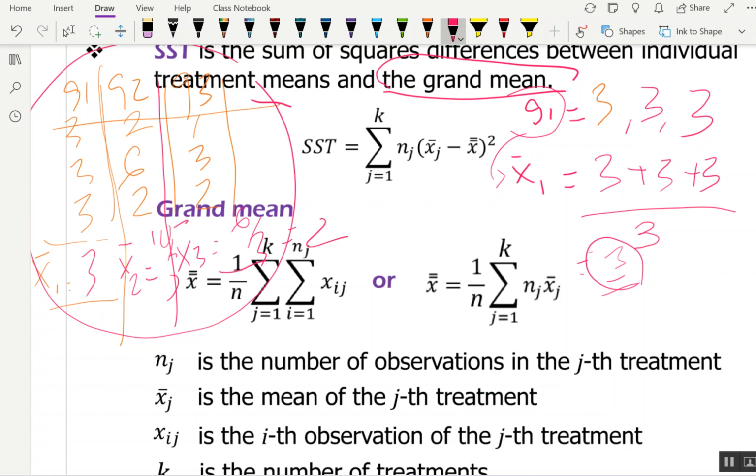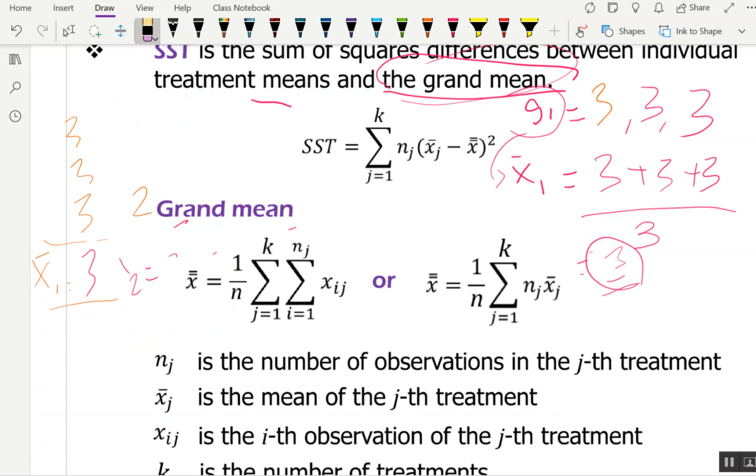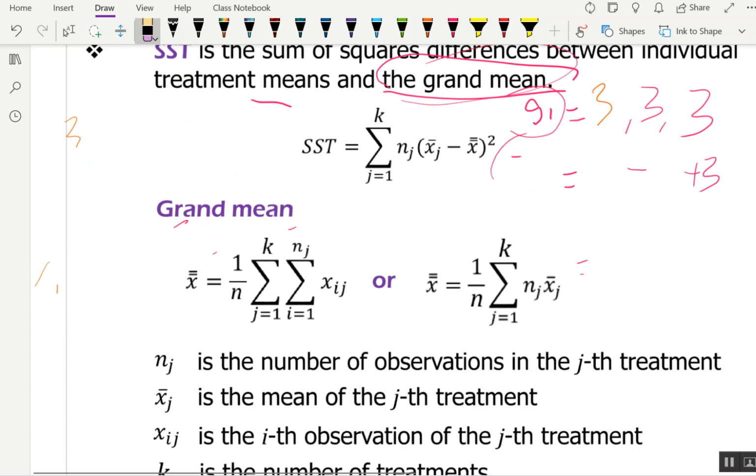So you add up this one and divide it by 3, you get the grand mean. It means that the grand mean is the mean of the sample means. Okay, so if you look here at the formula given for grand mean, it has the same meaning. That is the way of me explaining to you. The grand mean here is basically the mean of the sample means.